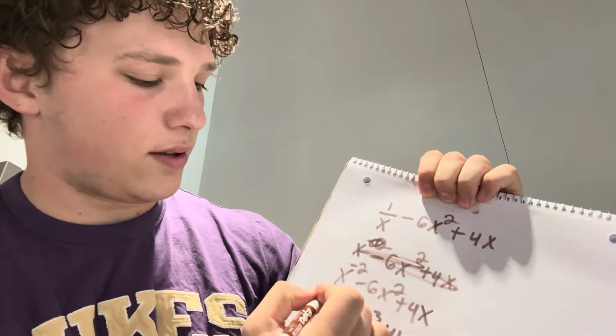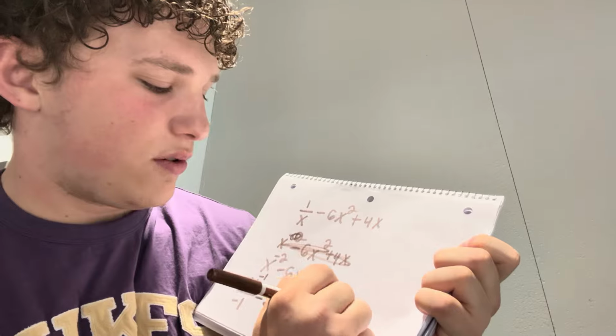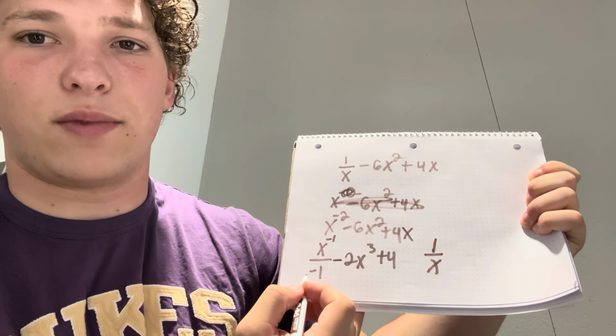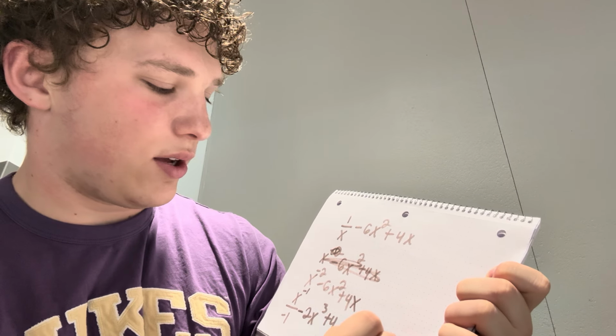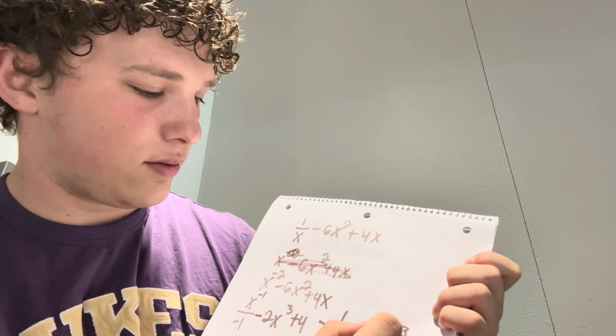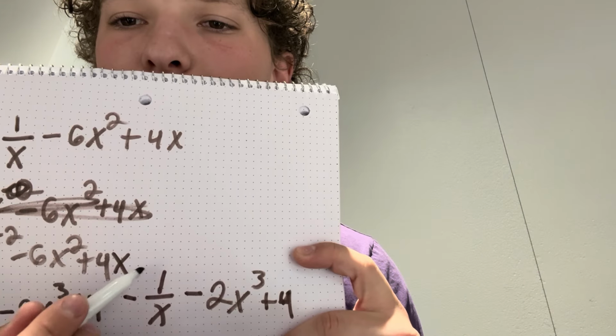Never fear. It's not that bad. Literally, x to the -1 is the exact same thing as 1 over x. But when there's a negative 1 in the denominator, it's going to be negative 1 over x. Does that make sense? Because x to the negative 1 equals 1 over x. We'll just rewrite the equation right here: 1 over x. This negative sign just gets transferred to right here. Minus 2x to the third plus 4. That's the answer to the last equation.